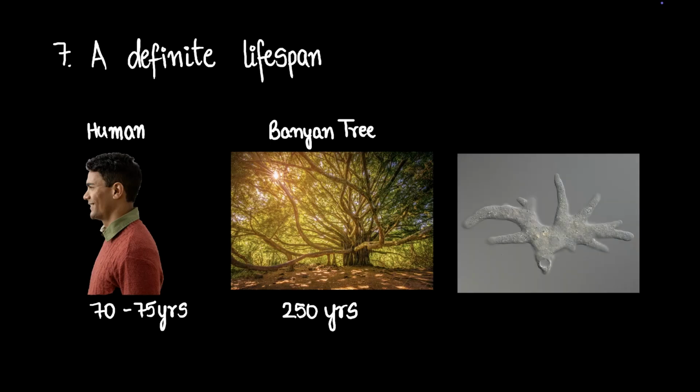For example, an amoeba, those single-celled organisms, like the one we saw that split into two, those live for a few days. So different organisms live for different periods of time. And that definite lifespan is a characteristic of living organisms.